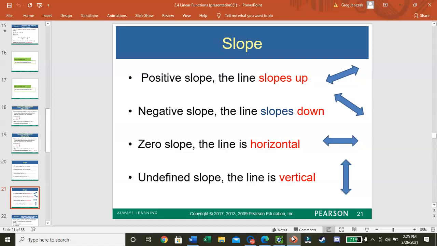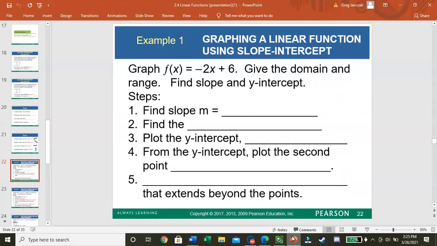And so, where is 0 in a horizontal line? Is it in the numerator or denominator for a horizontal line? 0. Zero slope has the 0 in the numerator, right. For undefined slope, the 0 is in the denominator. Good. So it makes a difference.